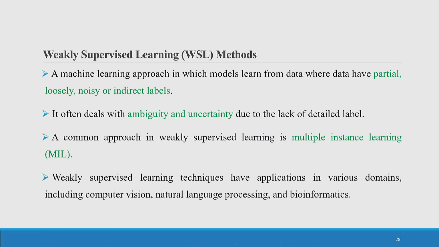Then coming to the weakly supervised learning method. This is one of the techniques in which models learn from data where the data has partial, loosely, noisy or indirect labels. The labels are not tightly tied to specific patches. They are loose labels, indirect labels or noisy labels. Leveraging this technique, we are using it for the automatic annotation of whole slide images.